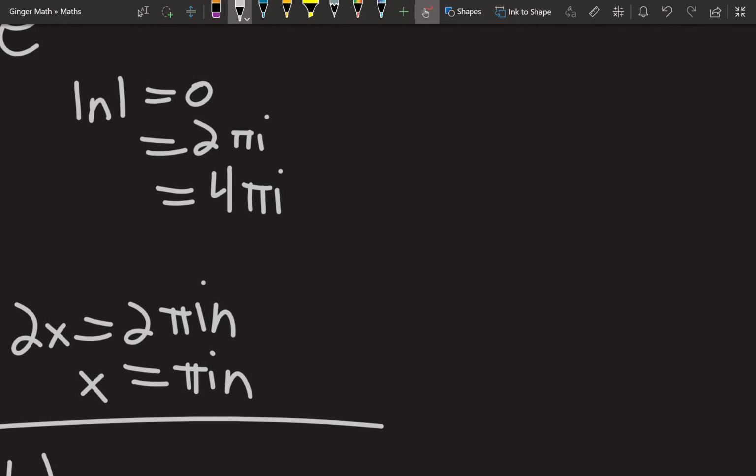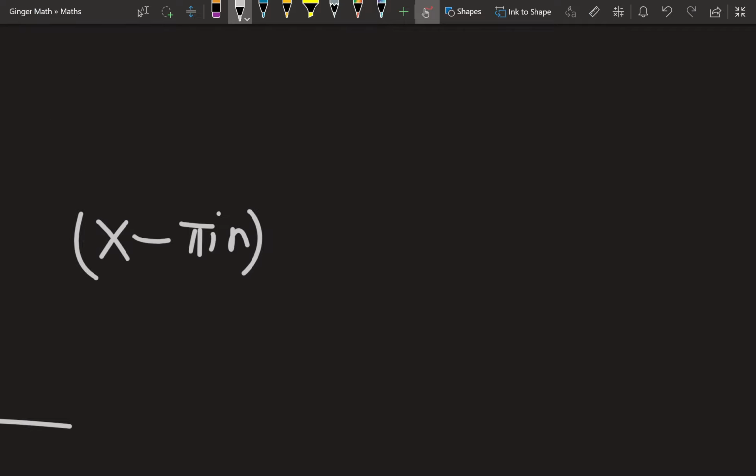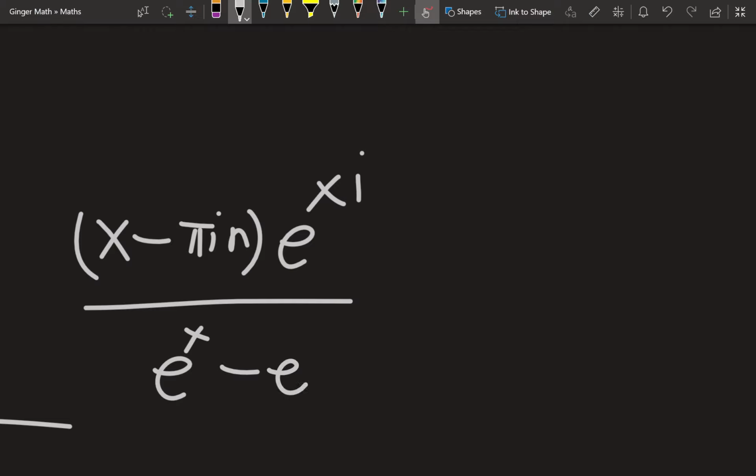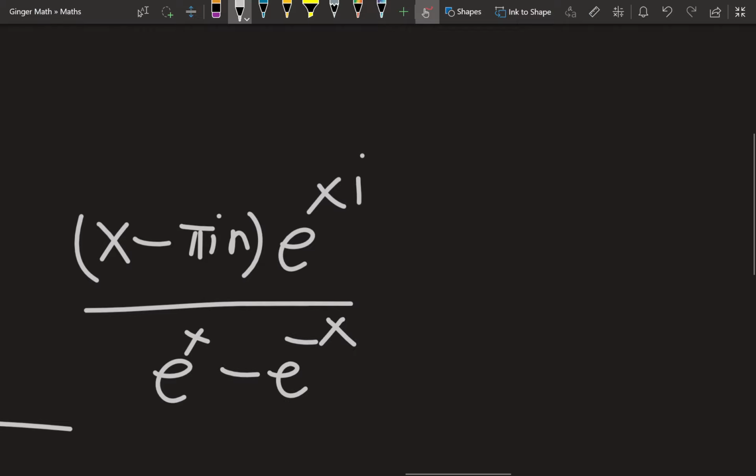Those are just our poles. So we have e to the x minus pi i n. I'm not going to sub in for k this time. It's not that bad to write out pi i n. Times e to the x i over e to the x minus e to the minus x.